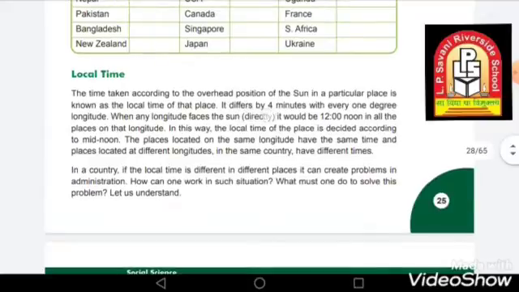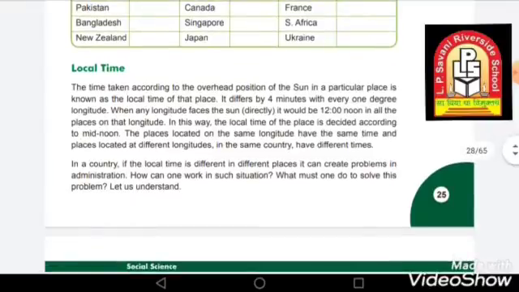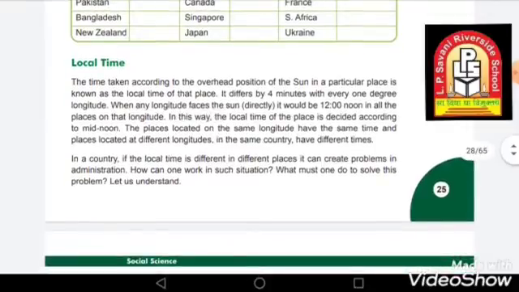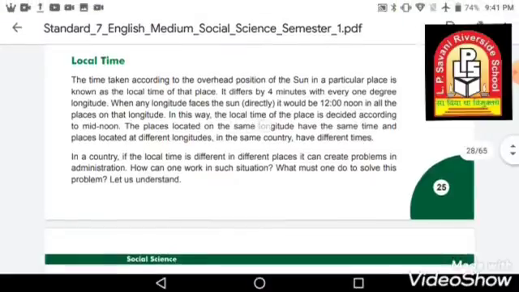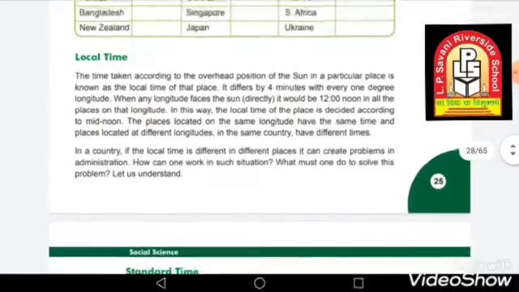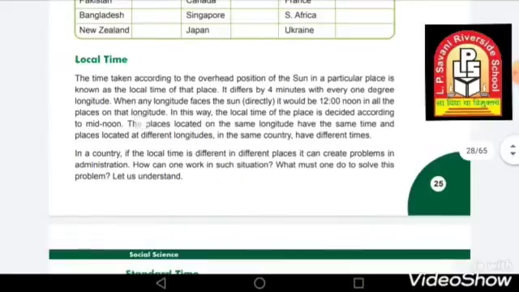So how can we know it? It differs by 4 minutes with every 1 degree of longitude, right? As every 1 degree longitude rotates, it creates a difference of 4 minutes. Whenever a particular longitude faces the sun directly, it will be 12 noon, meaning 12 o'clock afternoon in all the places of that longitude.